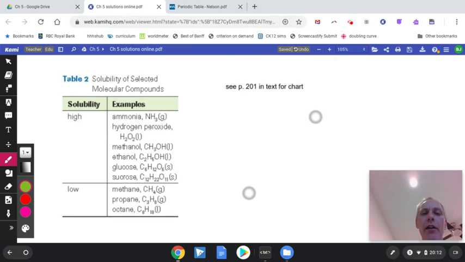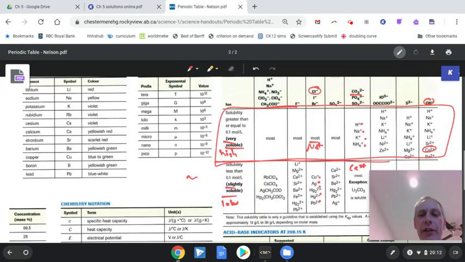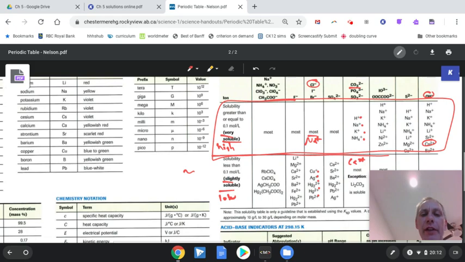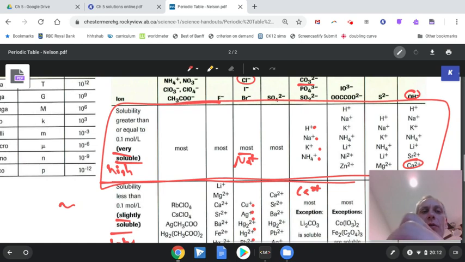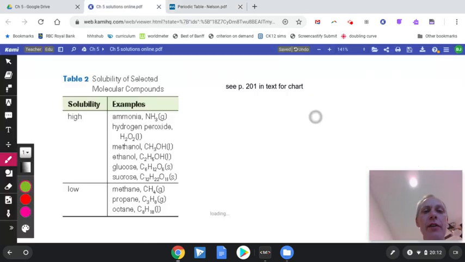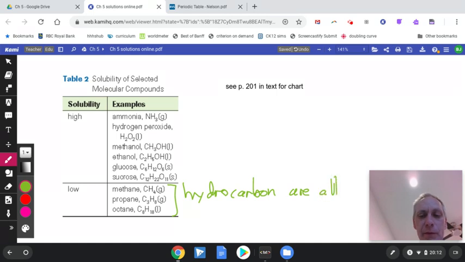So ionic compounds, easy. Use a solubility chart to figure them out. But if they are molecular compounds, not so easy. You have to know whether or not they are polar. Now you can take time to draw them out and do the electronegativities and figure out if they're polar, but let's save some time. Hydrocarbons are all nonpolar. So anything made up of just hydrogen and carbon is nonpolar, which means it does not dissolve in water.